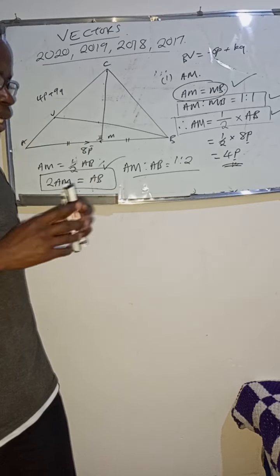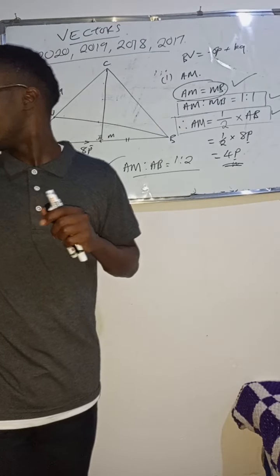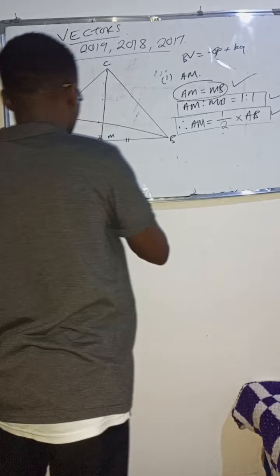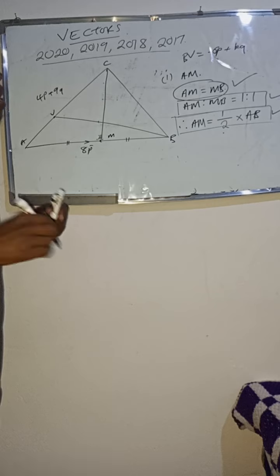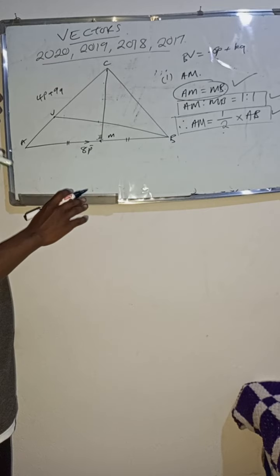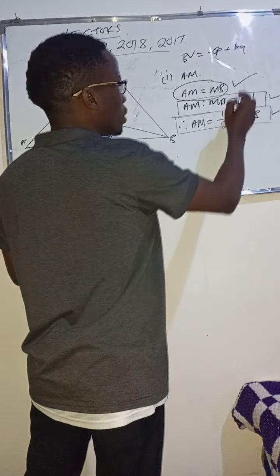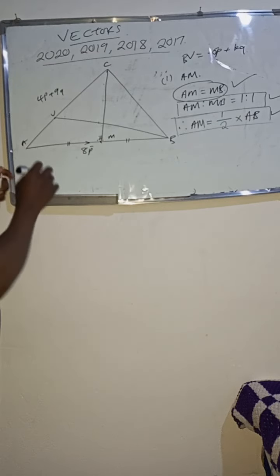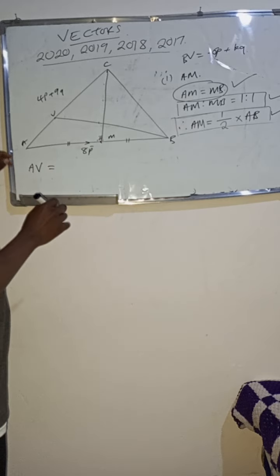Okay? So now, let's go to the next one, which is AV. Let's look at how we can go about it. Oh, we have not yet completed that one, right? I've just written the equation. So then this is going to be equal to half. Oh, I finished this one. We found that AM was equal to 4P. All right. So then we're trying to find AV.